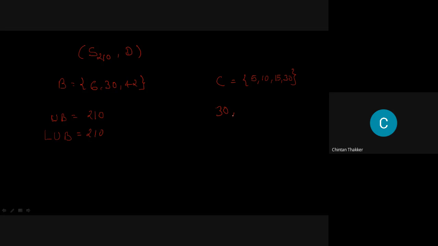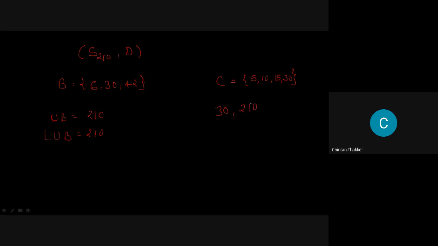Then 30 into 4, it is 120. 120 is not in S210. 30 into 5, 150. 150 is also not in S210. 30 into 6, 180. 180 is also not in S210. 30 into 7, 210. It is in S210. So 210 is also an upper bound.